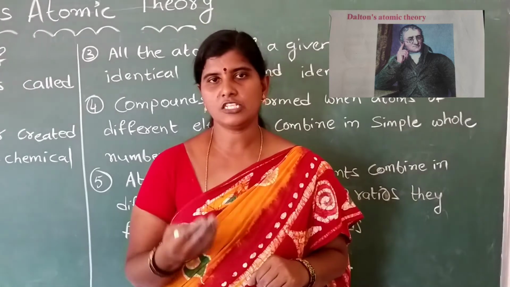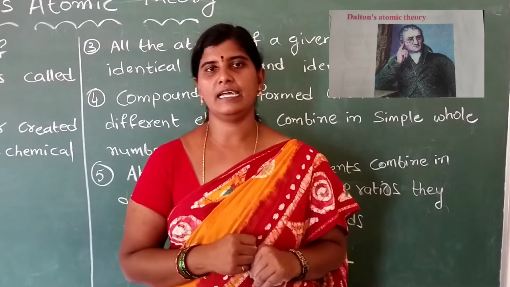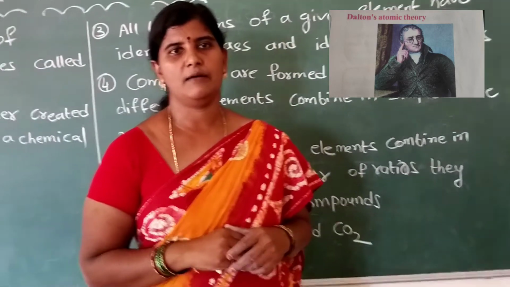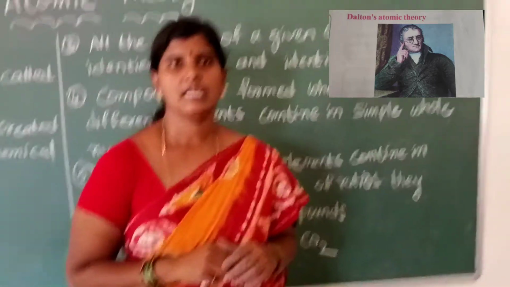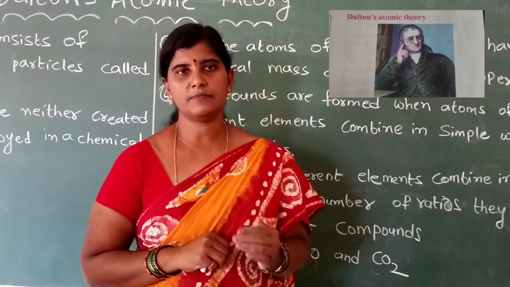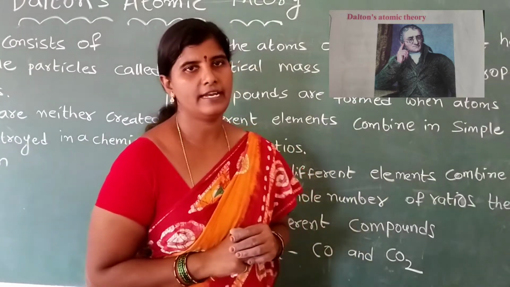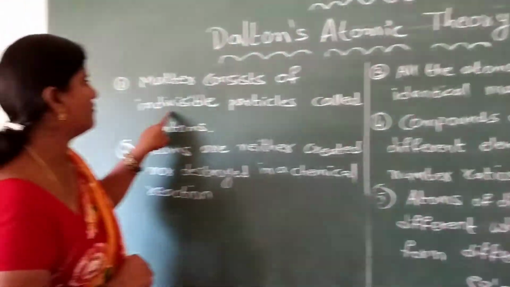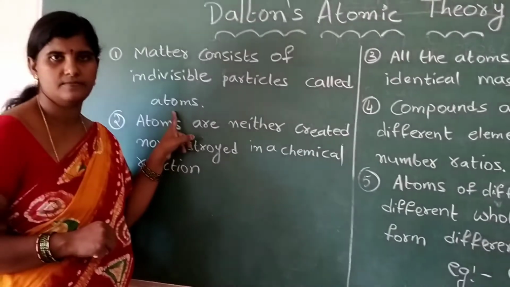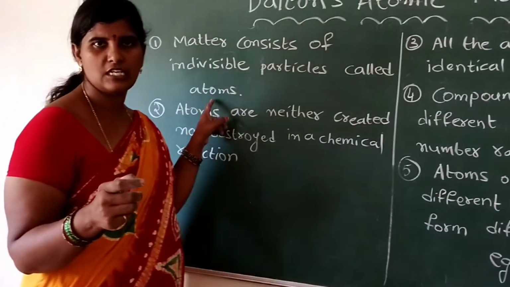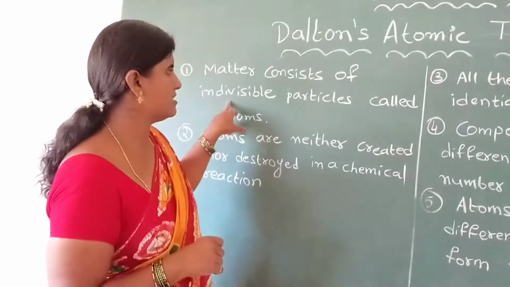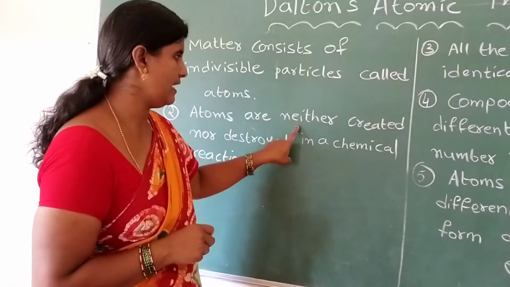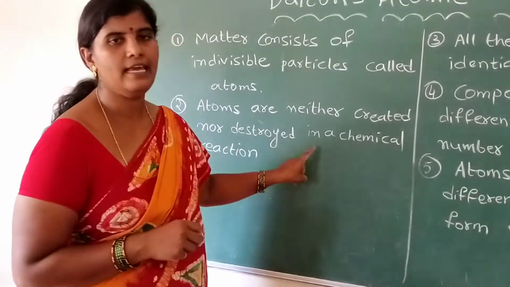Okay, so based on this proposal, we can consider the postulates of Dalton's atomic theory. So we can observe the postulates of Dalton's atomic theory. First one, what is the first one? Matter consists of indivisible particles called atoms. All of you know, matter consists of particles. They are indivisible. Okay, and the second point, atoms are neither created nor destroyed in a chemical reaction.